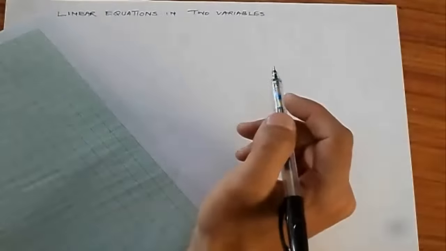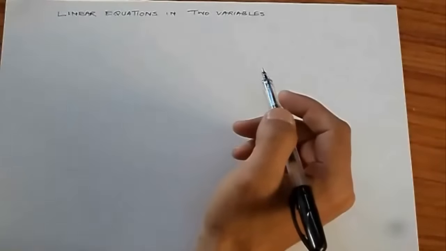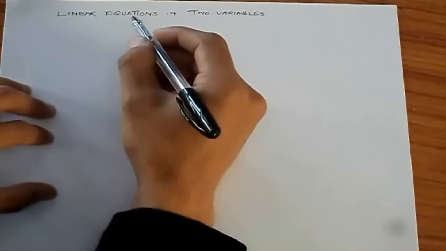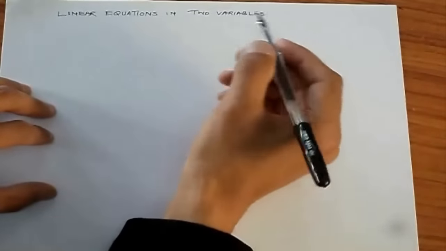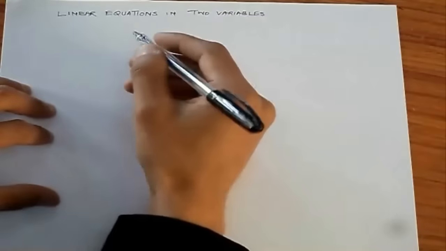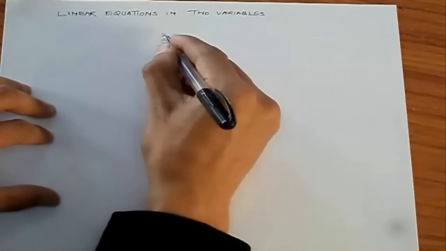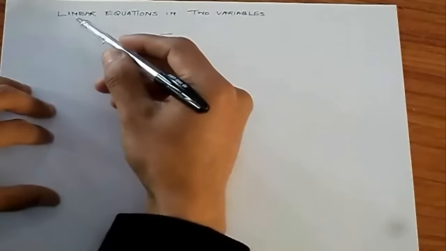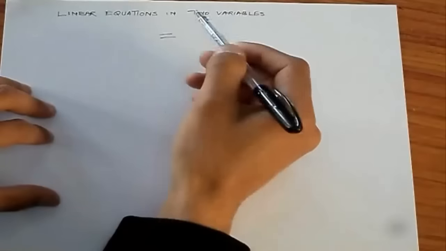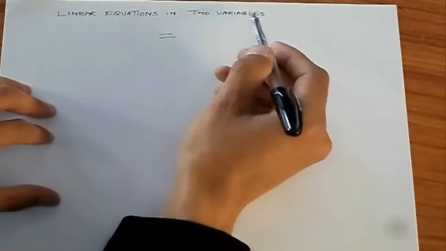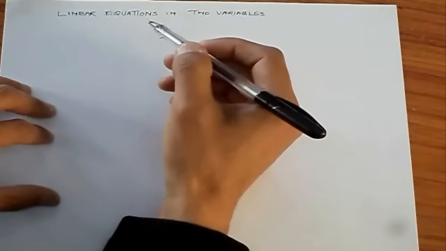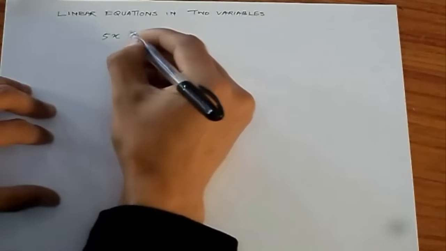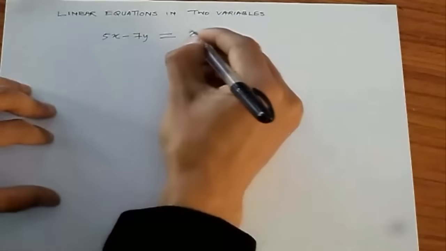Okay students, in this video I'm going to cover linear equations in two variables. First we need to understand what is meant by a linear equation in two variables. It is very easy. Equation means you have to see an equal to sign. Linear means the power of the variable is 1, and two variables means we are taking two unknown quantities, right? So we'll write something like 5x minus 7y equals 11.